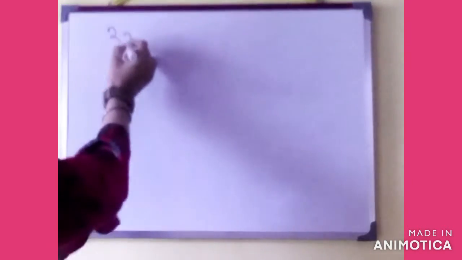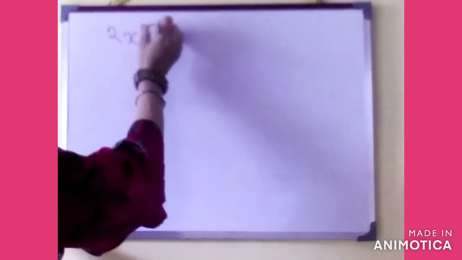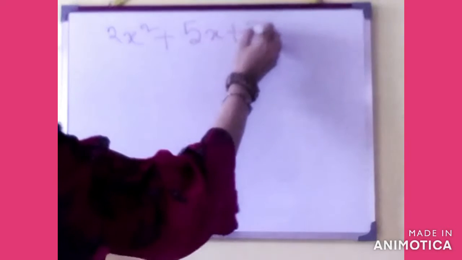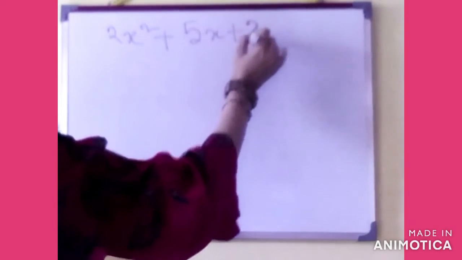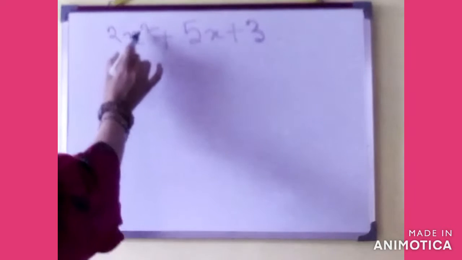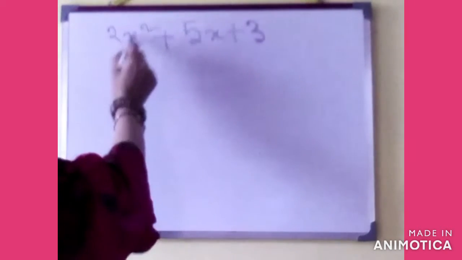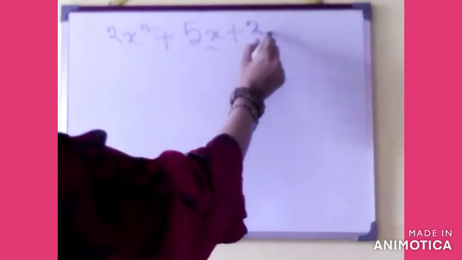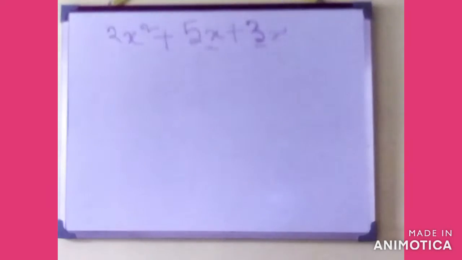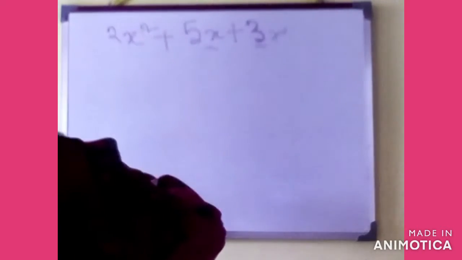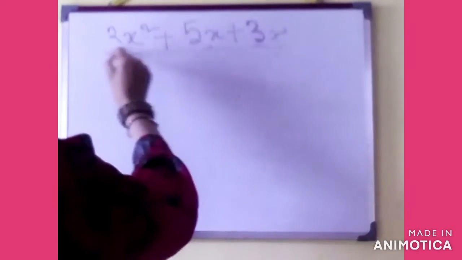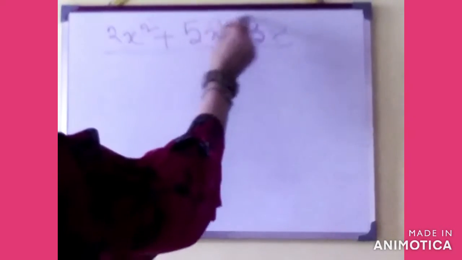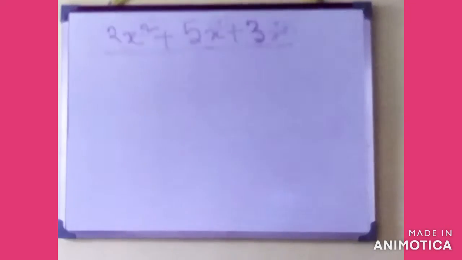Suppose the polynomial is 2x square plus 5x plus 3. See here, for x square, the power is 2, which means the variable power is 2. Here the variable x power is 1, and here the variable power is actually 0, because x to the power 0, anything to the power 0 is equal to 1.